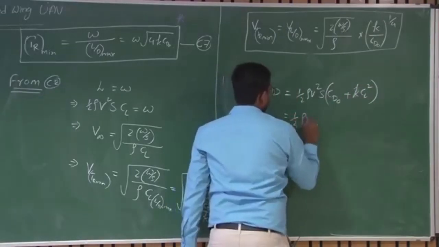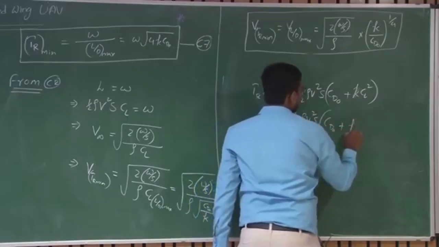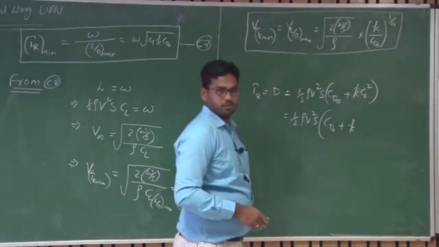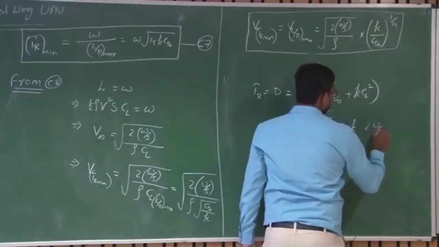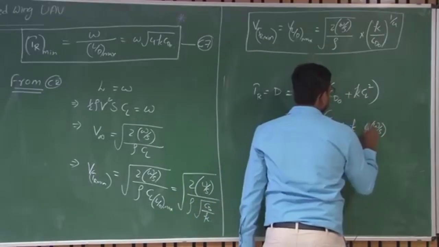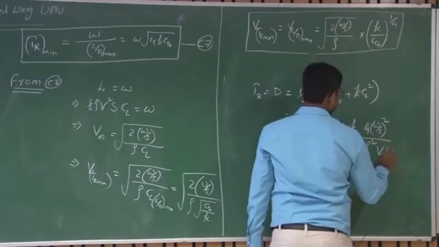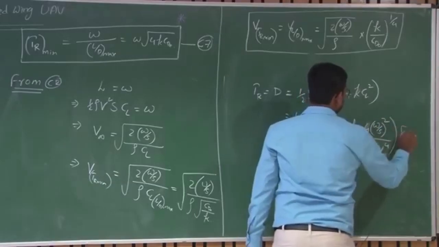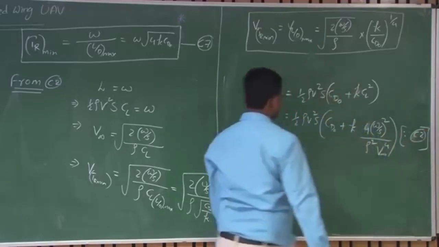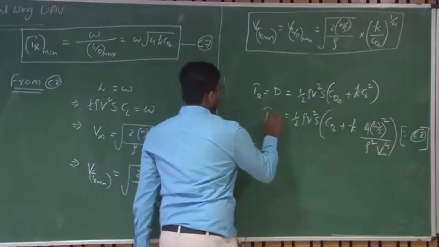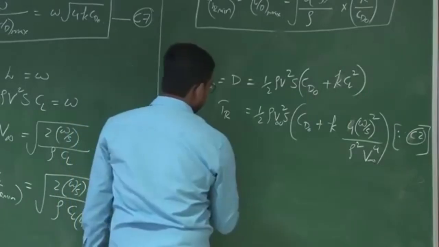This equals half rho V square S into CD naught plus K into CL square, where CL is again a function of velocity. CL square turns out to be 4 W by S square divided by rho square into V infinity raised to the power of 4, since during level flight L equals W, from equation C2. This is your thrust required.